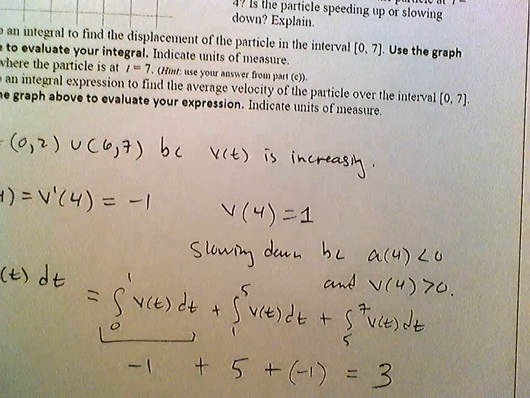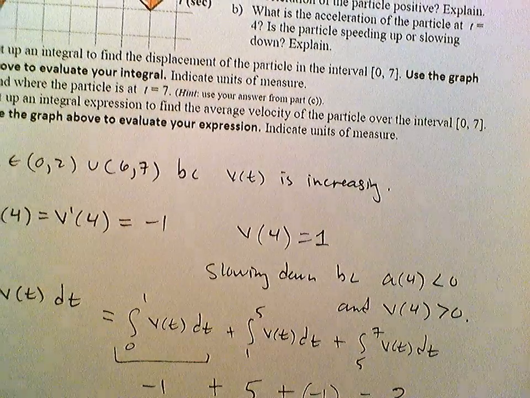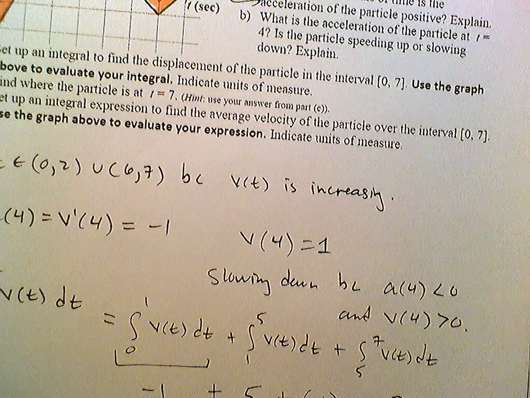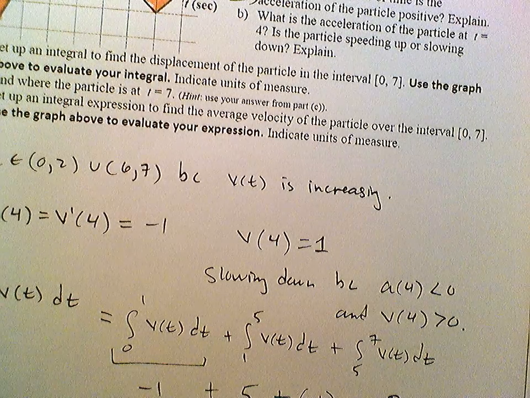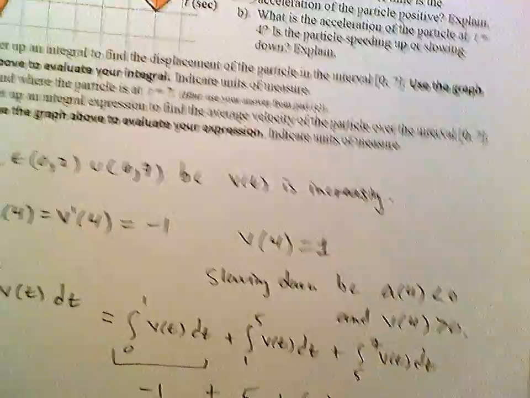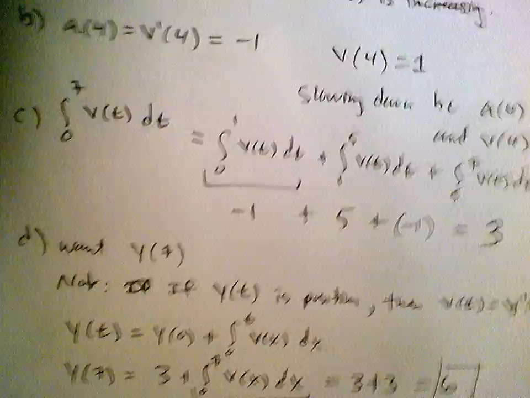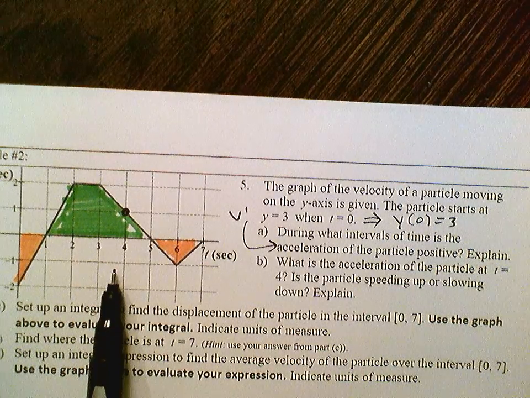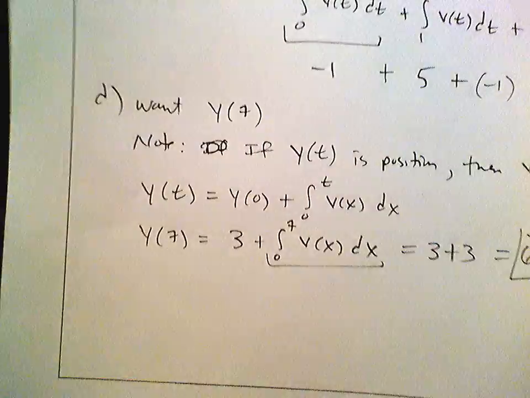Now finally, E. Set up an integral expression to find the average velocity of the particle over this interval. And guys, when I was doing this earlier, oh shoot, I'm not even indicating units of measure, am I? Yeah, I wasn't indicating any units of measure, which is not good. I'll go back through in a minute. Okay, so average velocity. Whenever you hear average, we've got this velocity function right here, and we want the average value of this function. So you have to know this formula.